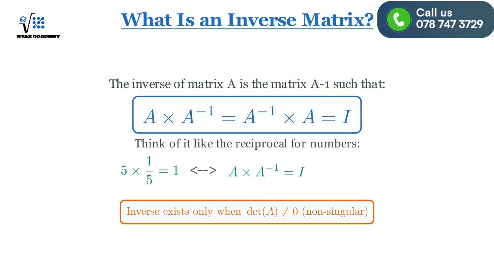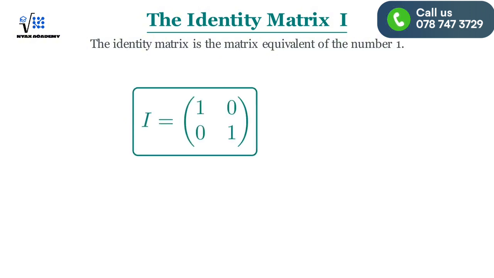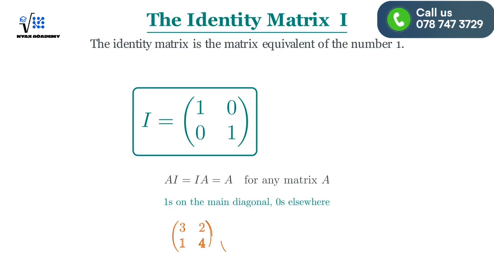And note that the inverse of a matrix only exists for non-singular matrices where the determinant is not equal to 0. Let's take a look at the identity matrix I. An identity matrix is a matrix with 1s on the main diagonal and 0s elsewhere. This identity matrix is equivalent to the number 1 such that when we multiply a matrix by the identity matrix, we get that matrix.